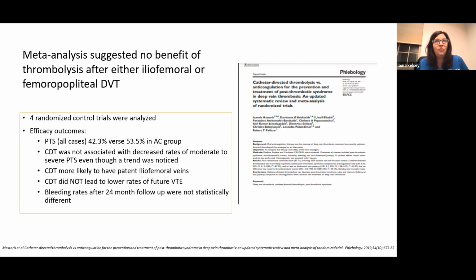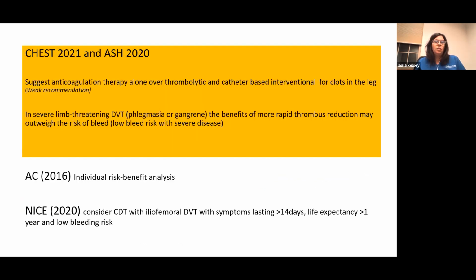It was more likely to have patent iliofemoral veins, but this did not lead to lower recurrence rates of future VTE. So based on all of this data, the CHEST 2021 and the American Society of Hematology suggest anticoagulation alone over thrombolytic therapy and catheter-based interventions for clots in the leg. And that was kind of a weak recommendation.